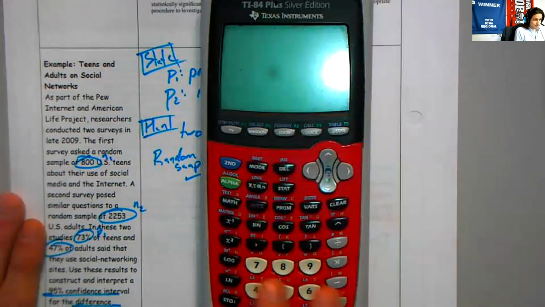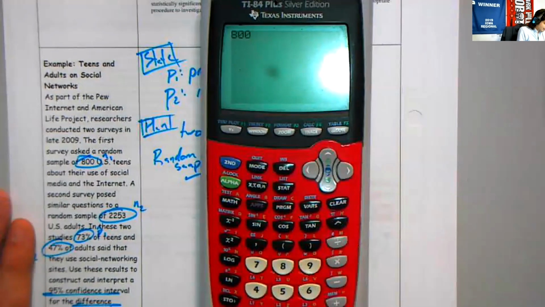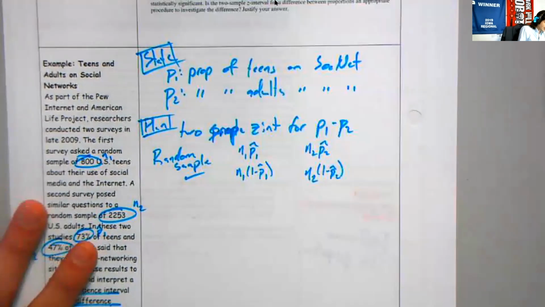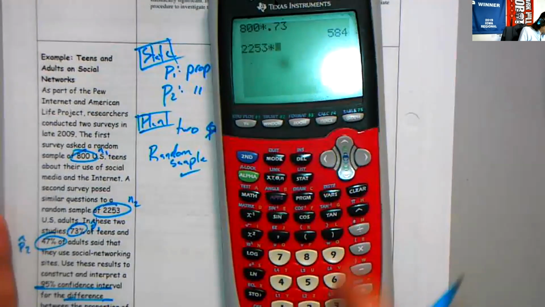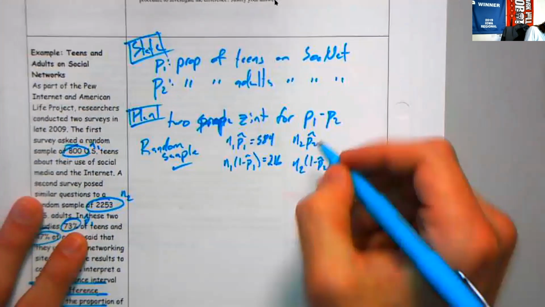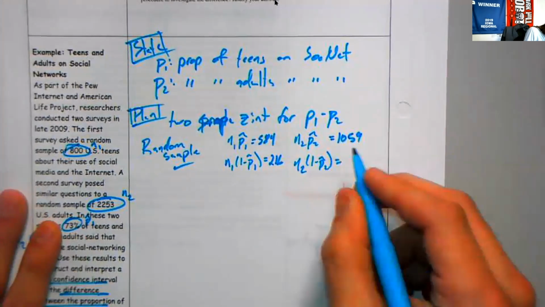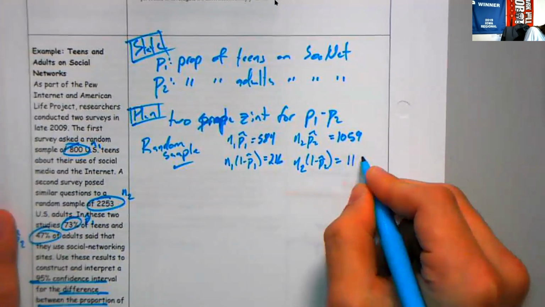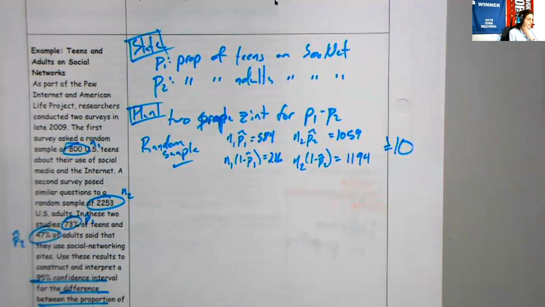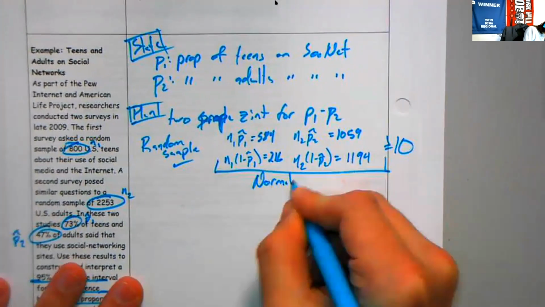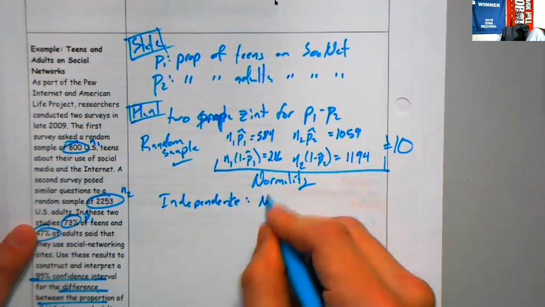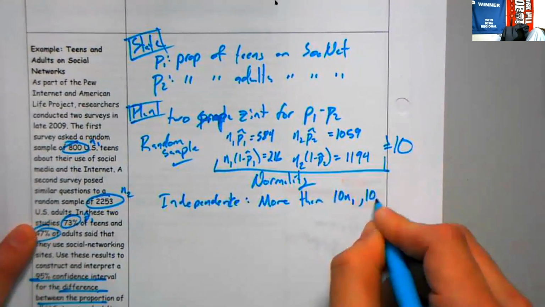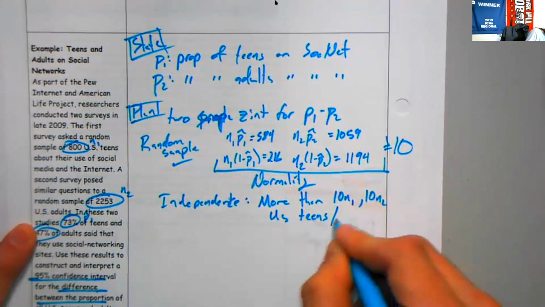So let's do that. We're not actually given the number of successes and failures, so I got to do a little bit of math. 800 times 0.73, that gives 584 said yes. So that leaves 216 said no. Second part, 2253 times 0.47. Let's round that up to 1059. And a little bit of arithmetic tells me that's 1194. And these are all at least 10. So we have normality. And then we need independence. And there are clearly more than 10 times 800 and 10 times 2253 US teens and adults.